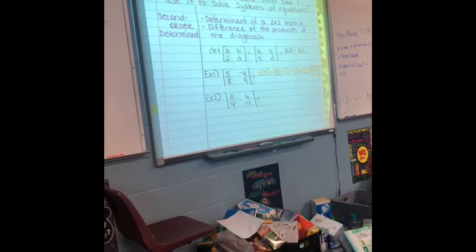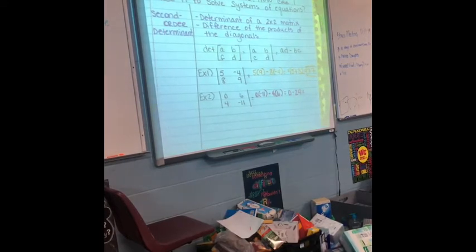Right, so we're looking at 0, 6, 4, and -11. So we'll start with 0 times -11 minus 4 times 6. So that's 0 minus 24, which gives me a determinant of -24. Okay. Questions?